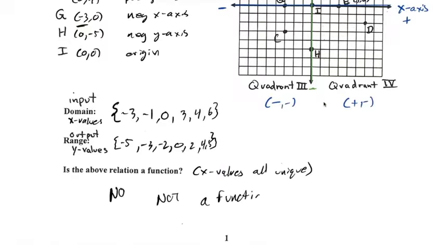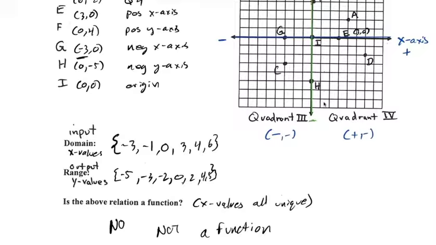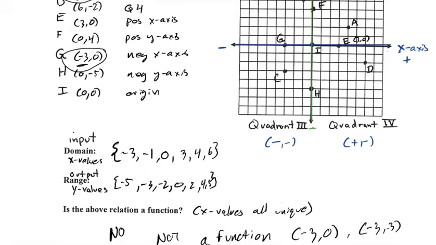No, not a function. Now I'll put the two -3 values there. -3, -3, and -3, 0. This is showing an example of why it's not a function. Right. Okay, let's move on to the next type of problems.